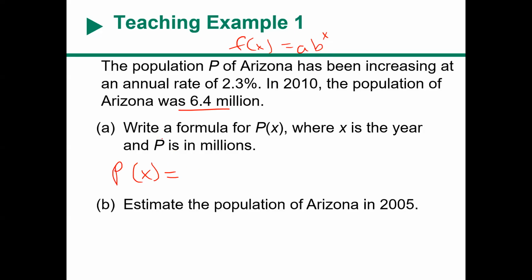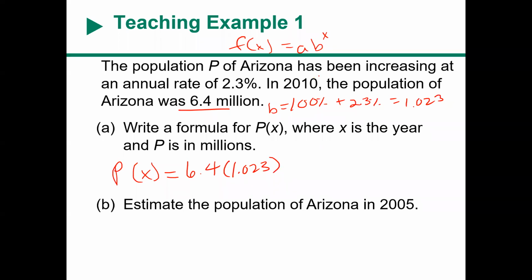So we have here 6.4 million. So that's our initial. We're growing at a rate of 2.3%. Because we're increasing, that means we're adding on to our 100% that we have. So my B equals 100% plus 2.3%, which equals 1.023. That's what my B is. So this is 1.023, okay?